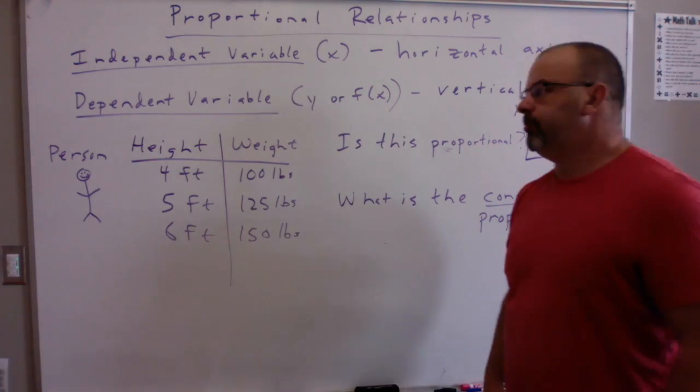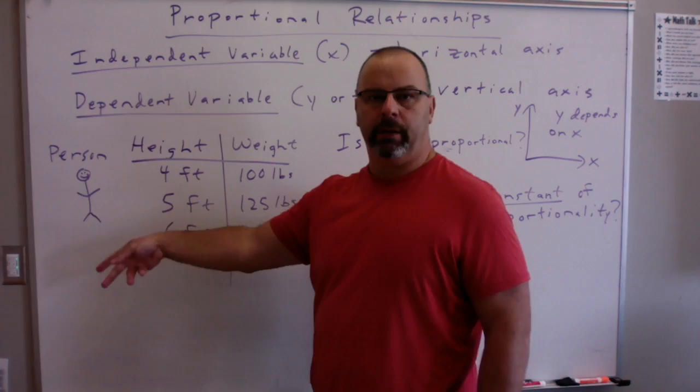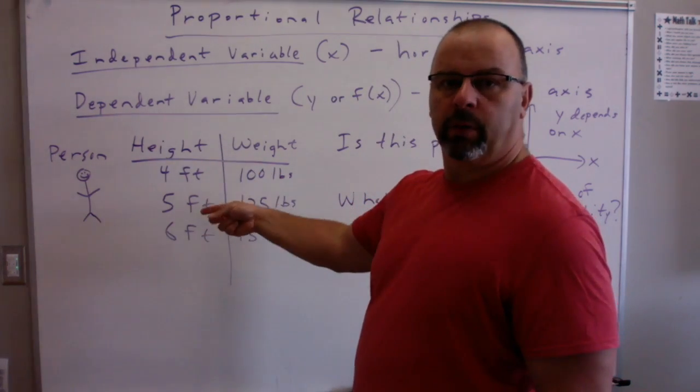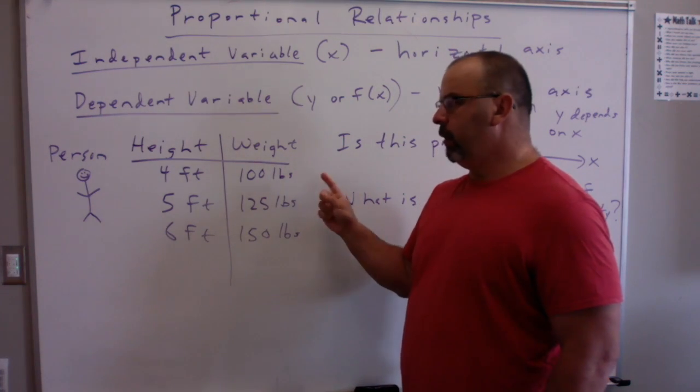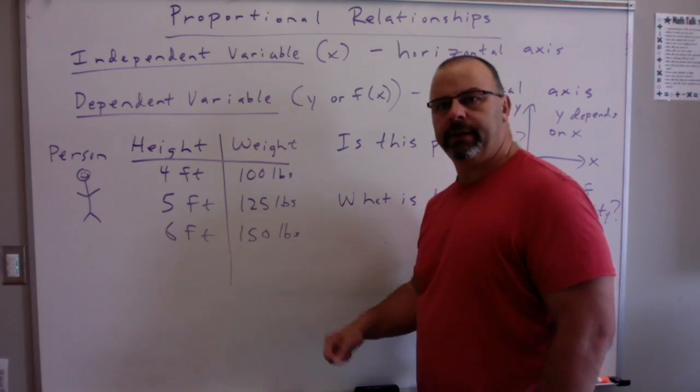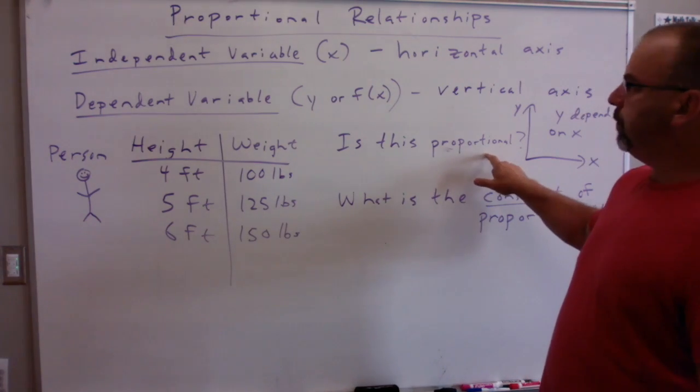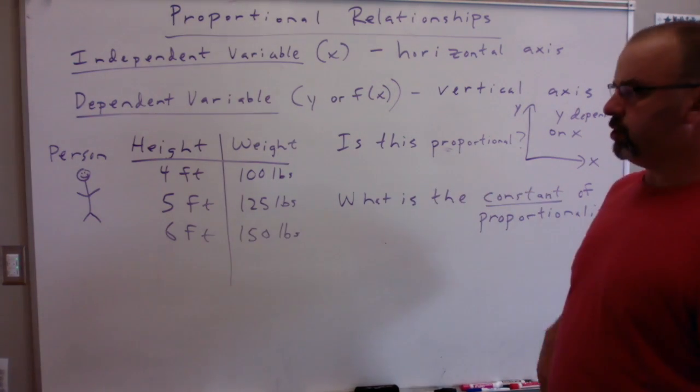So in this case, let's say we took the weight of 3 people. The heights were 4 feet, 5 feet, and 6 feet, and the weights of the people were 100 pounds, 125 pounds, and 150 pounds. Is this proportional? Is this directly proportional?